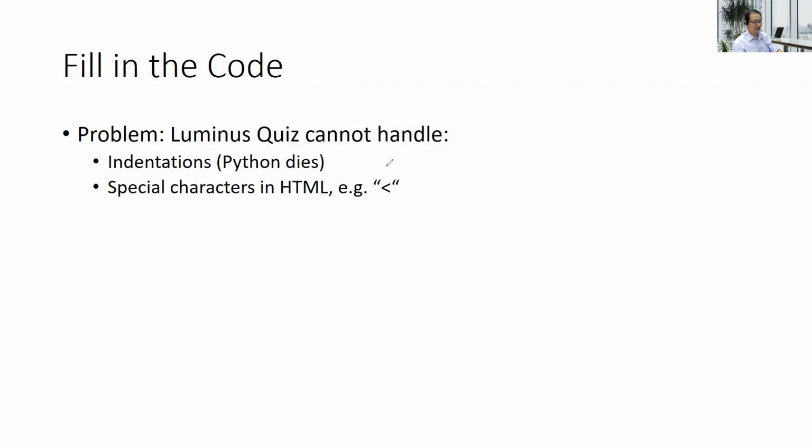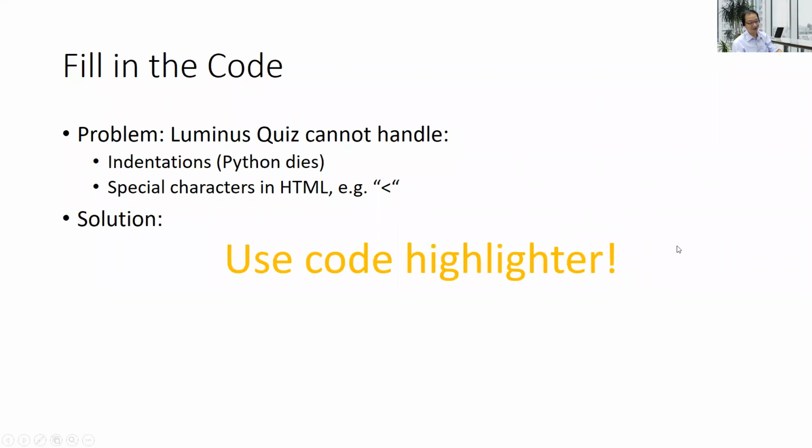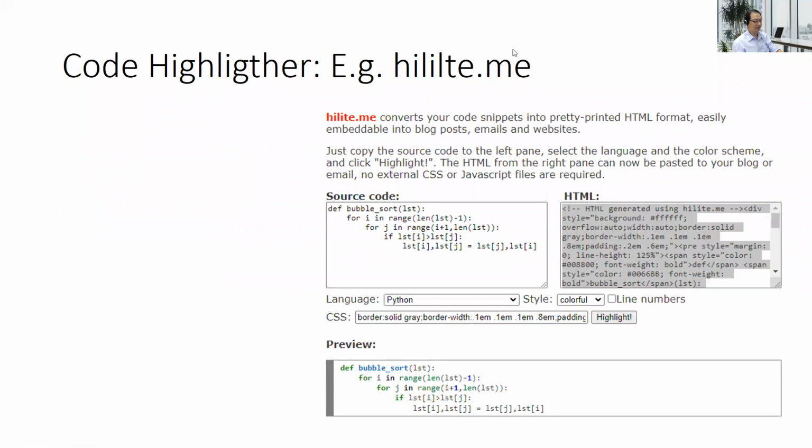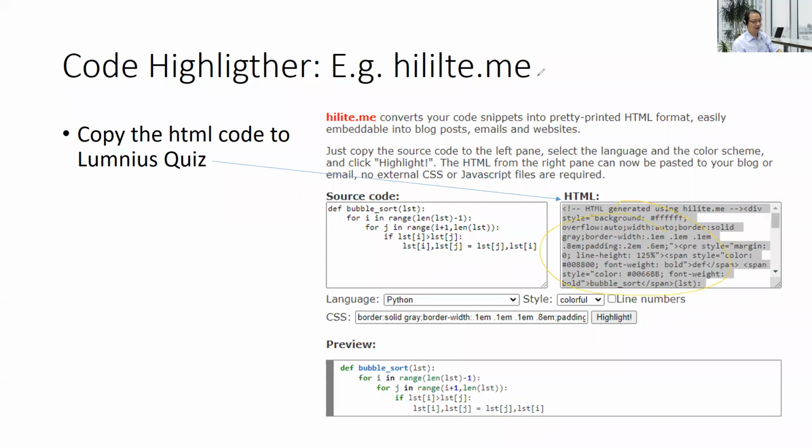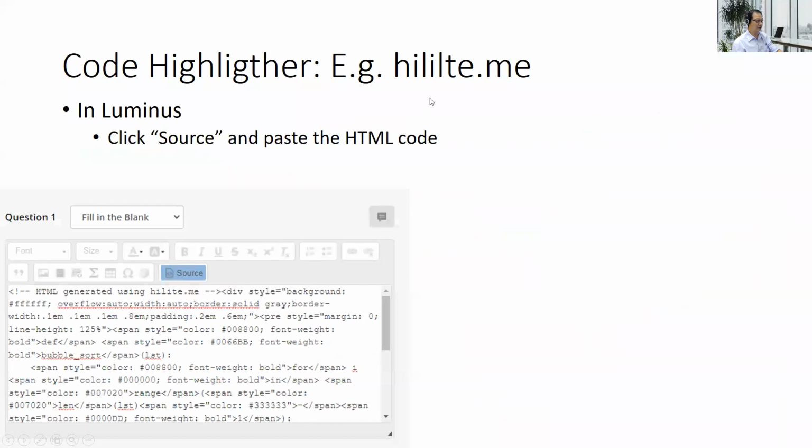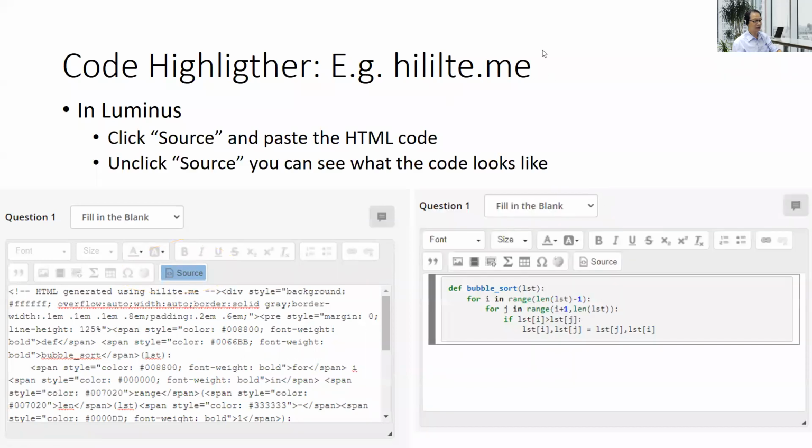If your code has HTML special characters, you lose all your display. So the solution for that is you convert everything into HTML. What I would do is, if I have a piece of code, I use a code highlighter to convert it into HTML, and then I paste this HTML into Luminus. I click source first and then paste it into Luminus. After you unclick the source, you should be able to see your nicely formatted code in Luminus.